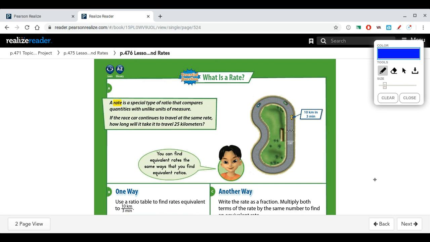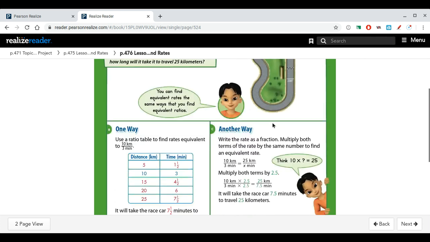So I'm going to write this with my unit of measurement. Notice here that I have two different quantities I'm comparing. I'm comparing kilometers to minutes. So when we have a rate, we need to make sure that we include our units of measurement. I can do this a couple ways. I can create a ratio table.